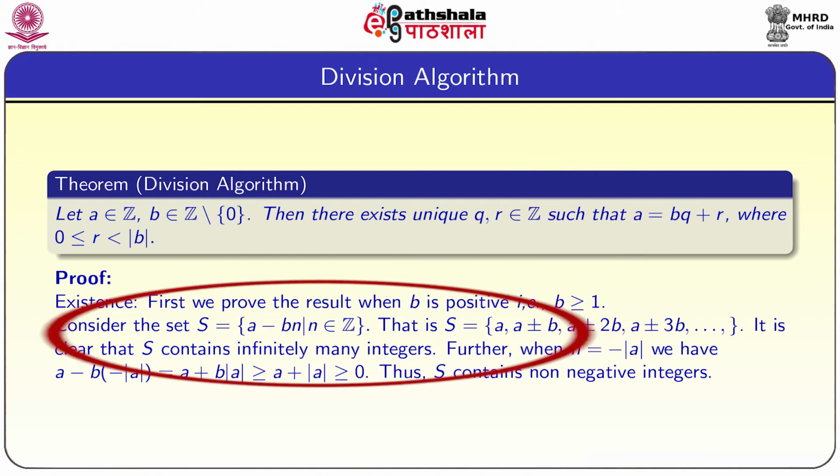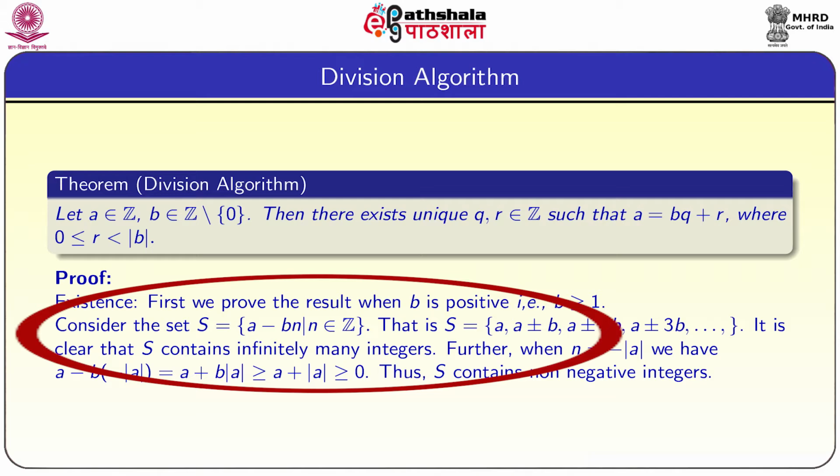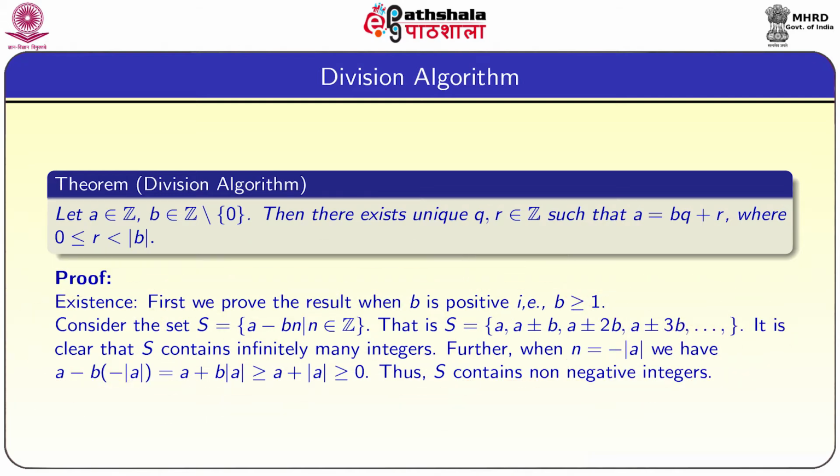Consider the set S equal to {a - bn : n belongs to Z}. Again if you look at the set, a and b are fixed, n is changing, n is the variable. That is, the set S is equal to a, a plus or minus b, a plus or minus 2b, a plus or minus 3b and so on. It is clear that S contains infinitely many integers.